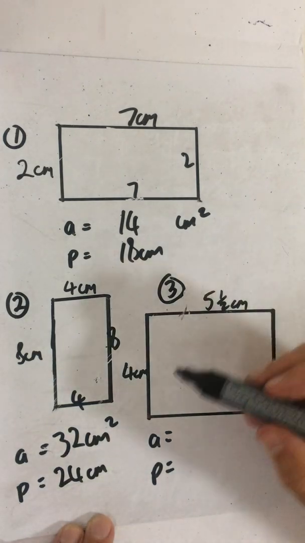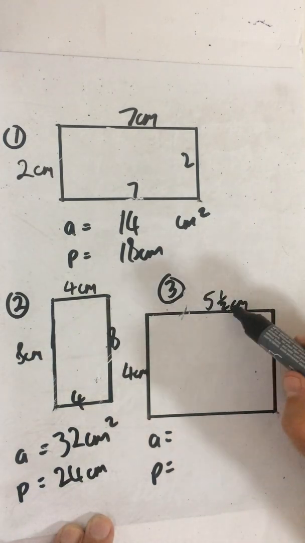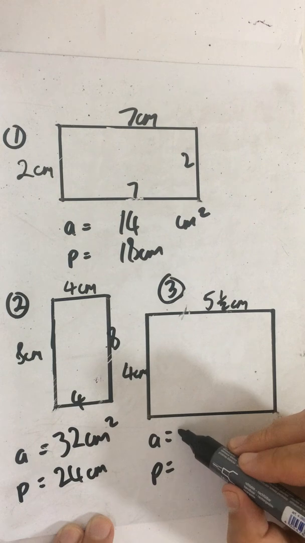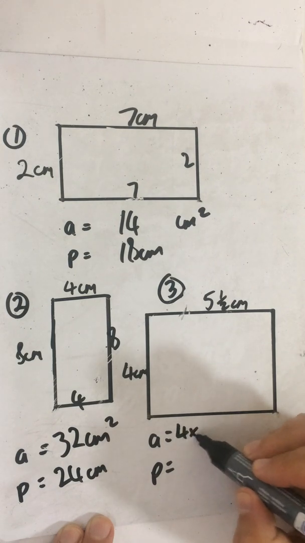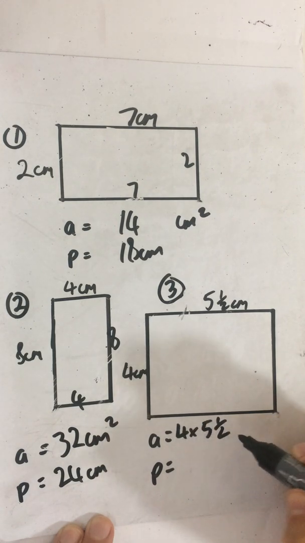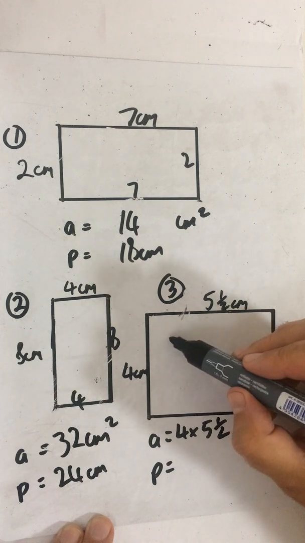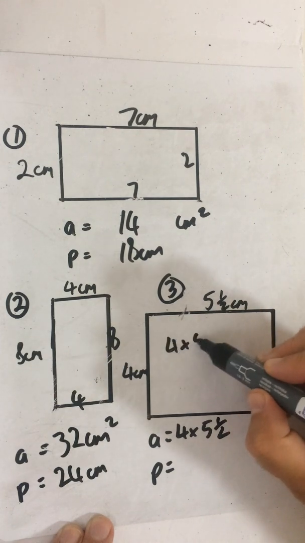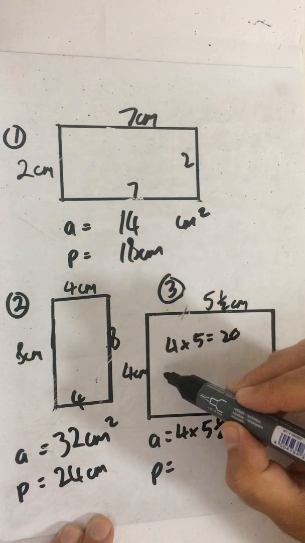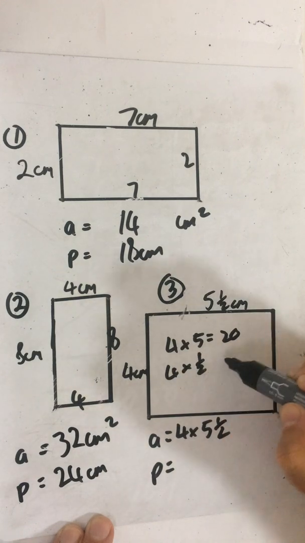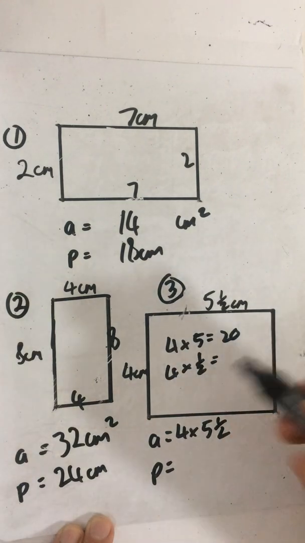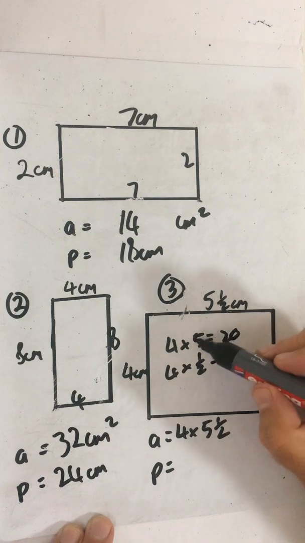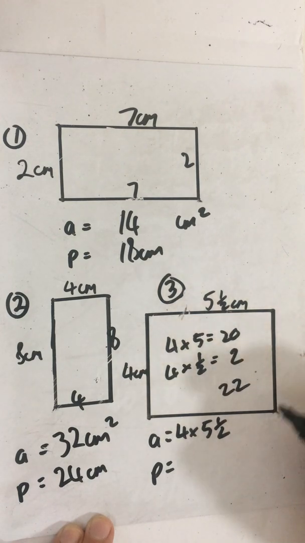24 centimeters. On this one, the area is length times the width. So that's 4 times 5.5. Okay, let's just do that calculation in here. So 4 times 5 equals 20. 4 times a half is just half of 4, which is 2. And then if we add those together, we get 22. So the answer is 22 centimeters squared.